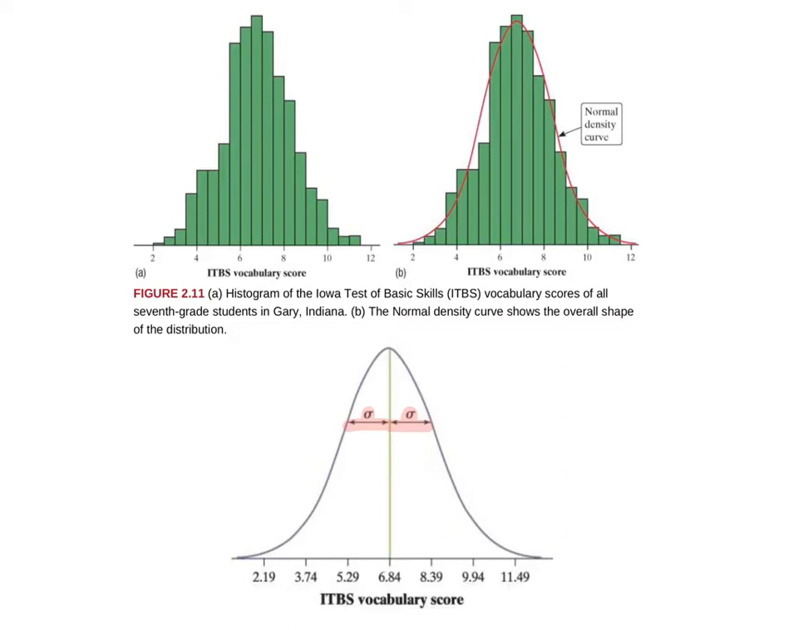So if we were to find the mean for this data, it's actually 6.84, so smack dab in the middle of our bell curve here. And our standard deviation is about 1.55 on either side. So that means that the average kid in Gary, Indiana, at least whatever year this was, was scoring at least on vocabulary almost at the 7th grade level. That's what that 6.84 means. It's really close to the 7th grade level.